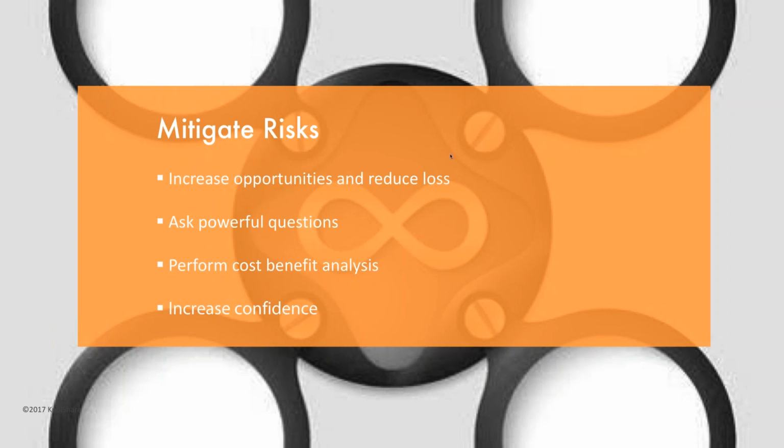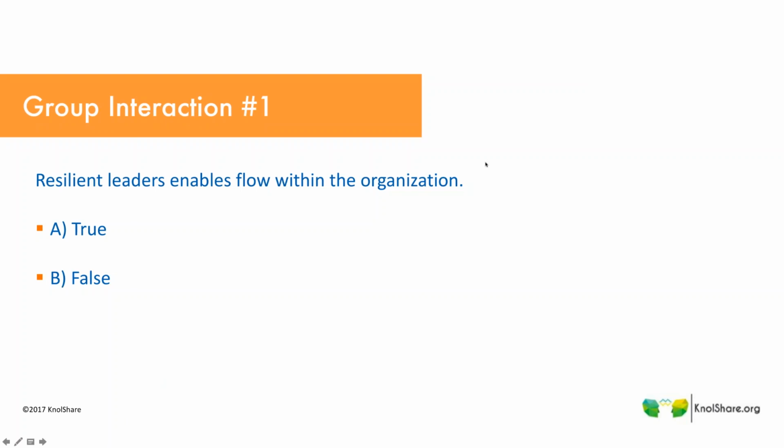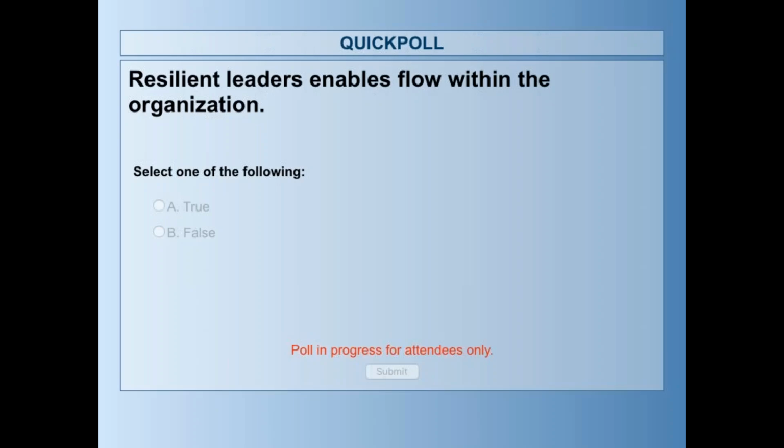So at this point in time, we get into the part where we want to do some group interaction and ask this simple question: resilient leaders enable flow within the organization. Is it true or false? And while you guys are out there pondering the answer to this question, I'm going to ask my good friend Dan, can you share your experience with our friends about what you've learned about what leaders want?